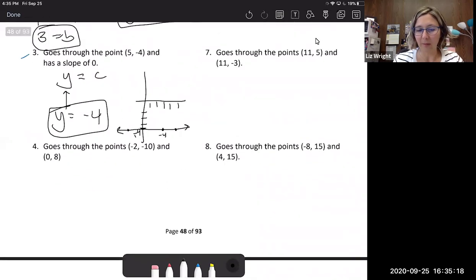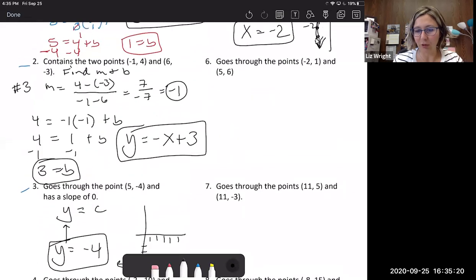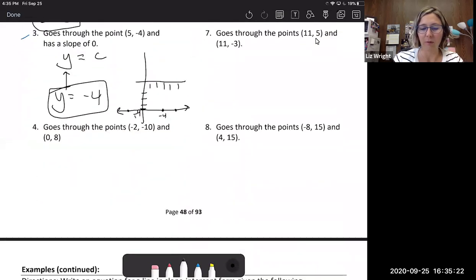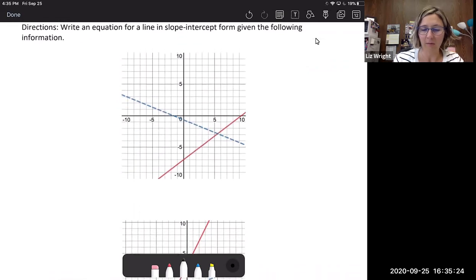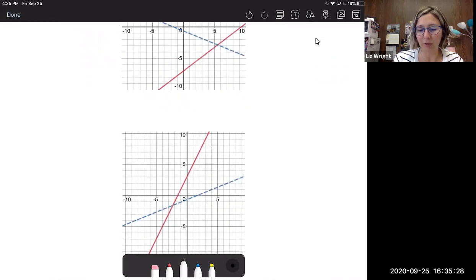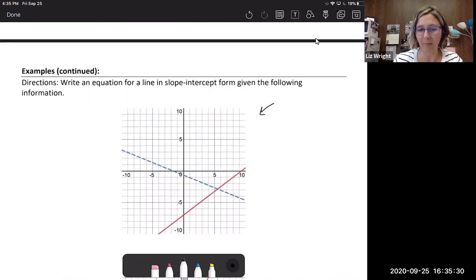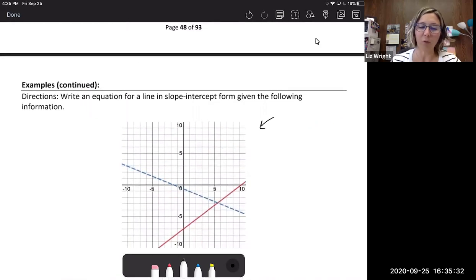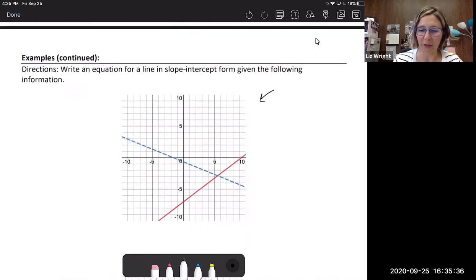All right, let me do one more with you. These other ones, by the way, that are left for you, I want you to do those on your own. And then we're going to come here and I'm going to do this top graph with you. And then I want you to do those two on your own, please. So we're going to write an equation for a line in slope-intercept form given the following equation.